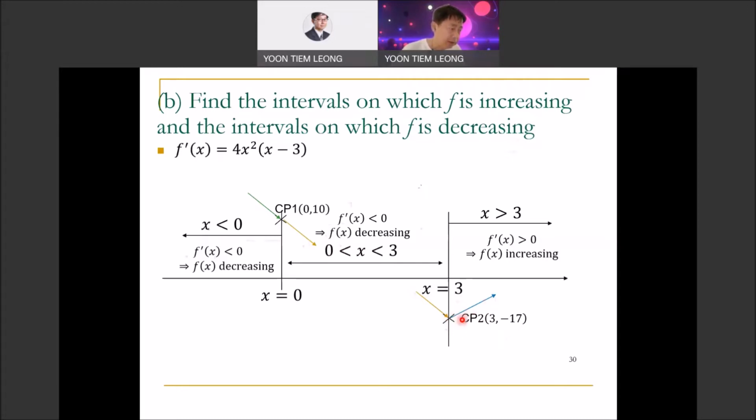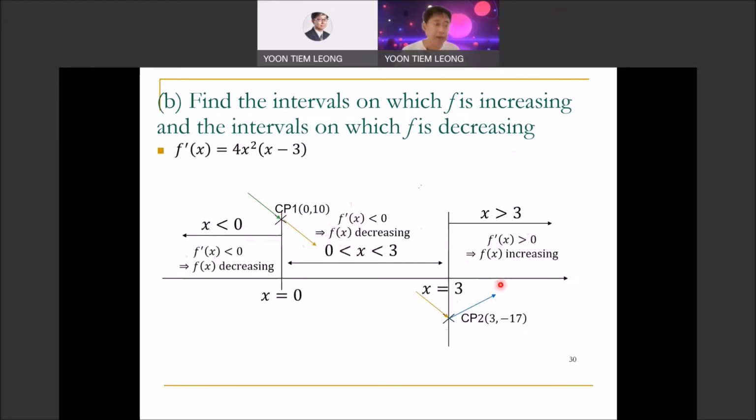For the simple fact that f prime when x is larger than 3 is positive. So for x larger than 3, this factor will always be positive. Therefore, f prime is always positive in this region. So you divide this f prime into 3 regions. In this region, f prime is negative. This f prime is also negative. Therefore, the function is decreasing in both this region and this region. In the region where x is larger than 3, the function is increasing.